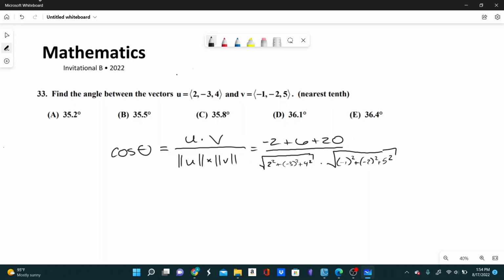So let's see what all this comes out to. -2 plus 6 is 4, plus 20 is 24. For u, 2 squared is 4, plus -3 squared is 9, so that's 13, plus 4 squared, which is 16. 13 plus 16 is 29. For the second one, -1 squared is just 1, -2 squared is 4, so 1 plus 4 is 5, and 5 squared is 25. 5 plus 25 is 30. So we have cosine of theta equals 24 over the square root of 29 times the square root of 30.